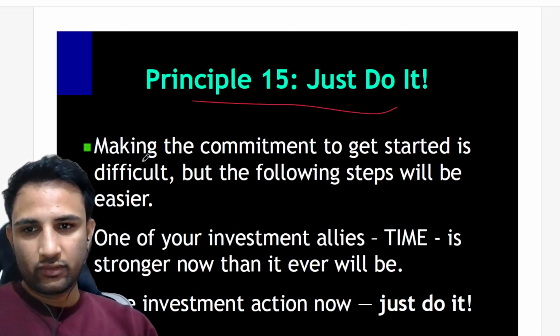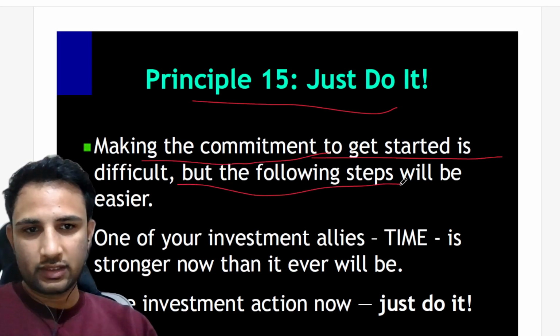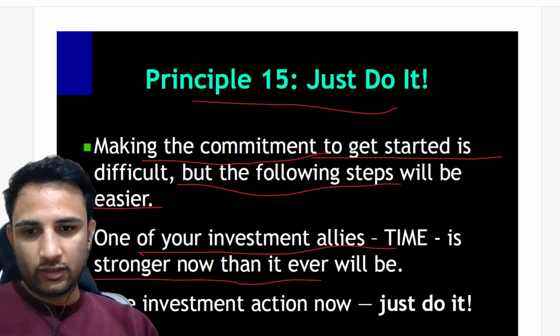Principle 15, just do it. So making the commitment to get started is difficult, but the following steps will be easier. One of your investment allies is time, and time is stronger now than it will ever be. So take investment action now.